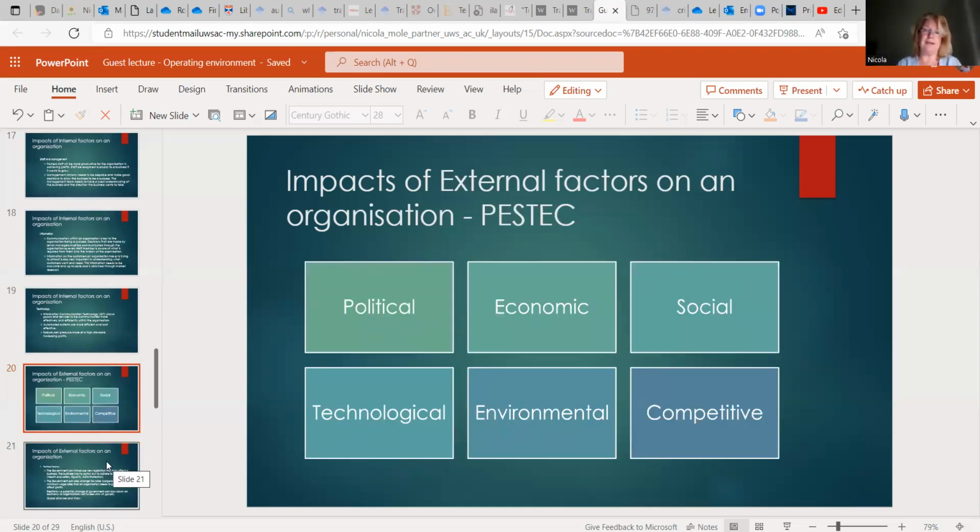How do we analyse the impacts of external factors on an organisation? So we've just looked at the different internal factors affecting an organisation. What are the external factors that we need to look at? We use a type of analysis called a PESTEC, and as you can see, PESTEC stands for political, economic, social, technological, environmental, and competitive factors.